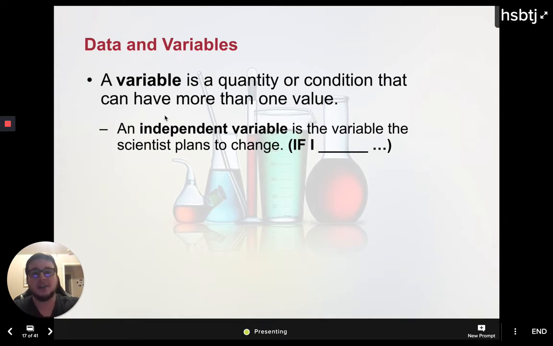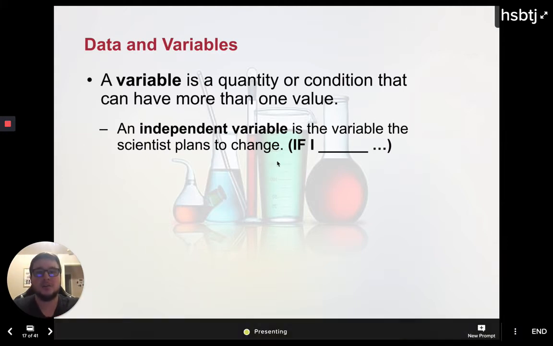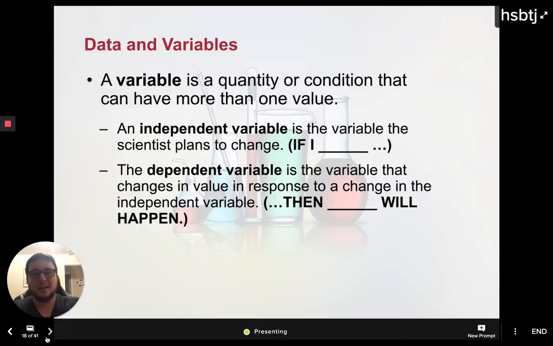So in science, an independent variable is the variable that I change, or that as the scientist, this is what I plan to change to see how other things respond to it. So the independent, you can remember this because it starts with an I, is the variable that I change. Okay? And then the dependent variable is the variable that changes in response to the change in the independent variable.